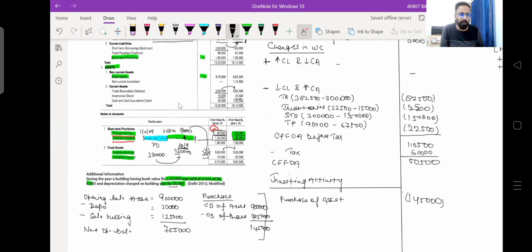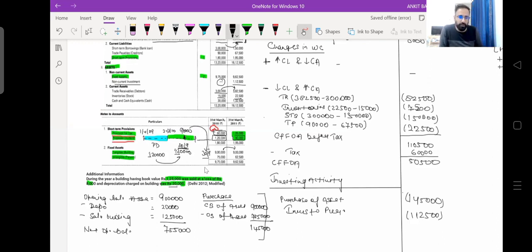Then further we will see what the company has done. The company has non-current investment. The opening balance of investment is 0 and the closing balance is 1,12,500. So there is a purchase of investment, and there will be an outflow of 1,12,500 rupees. So we will show it as a negative balance.